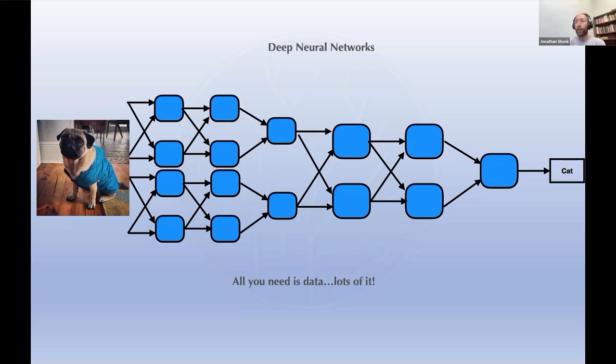So of course, you need lots and lots of data, lots of images of cats and dogs, to be able to train this so that when you show it an image that it has never seen before, it's likely to get it right.